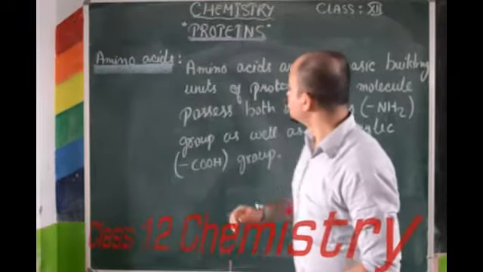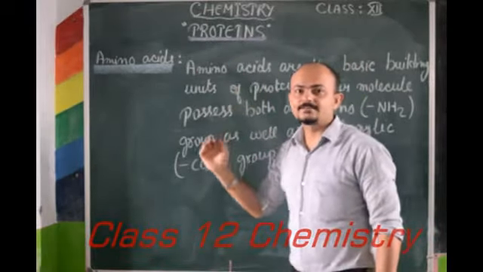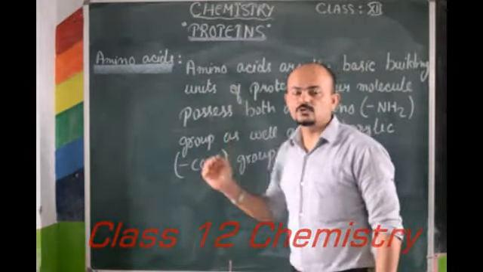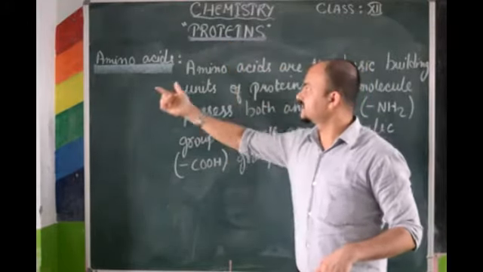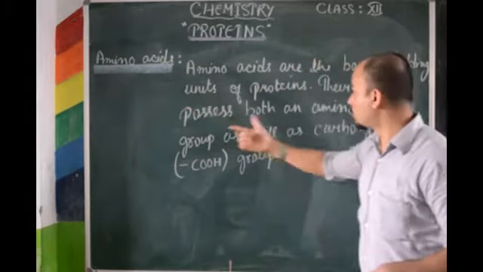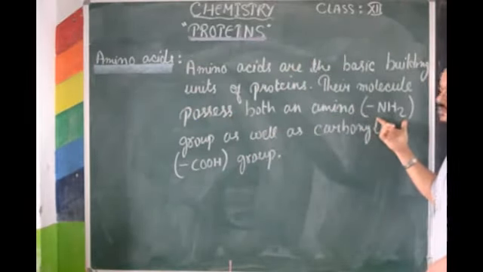So today we'll be discussing proteins. To understand protein, first we need to know what amino acids are. Amino acids are the basic building units of proteins. Whenever these amino acids are condensed together in a large polymeric form, they make protein. Now you have to understand that amino acids contain both an amino group, that is NH2, as well as a carboxylic group, that is COOH, in the same molecule.